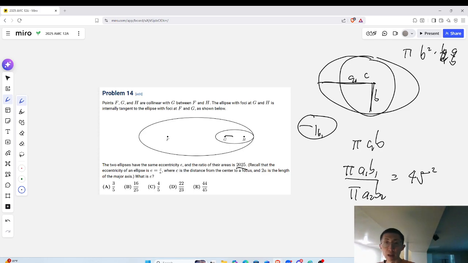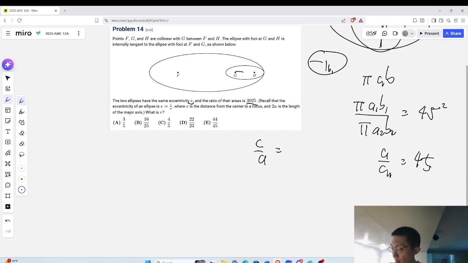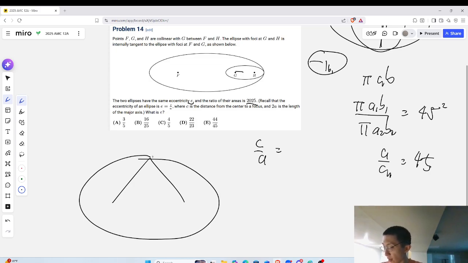How do we know they're similar? Well, the two ellipses have the same eccentricity. So if C over A is constant, then B over A is constant as well. The definition of an ellipse is that the sum of the distances from the two foci to any point on the ellipse is a constant. In particular, this is true for this point, the co-vertex.